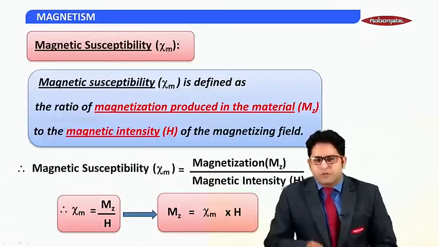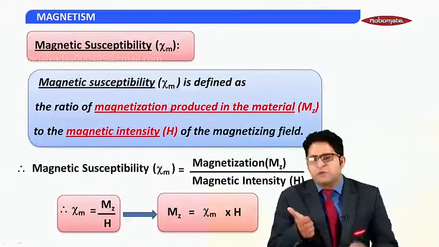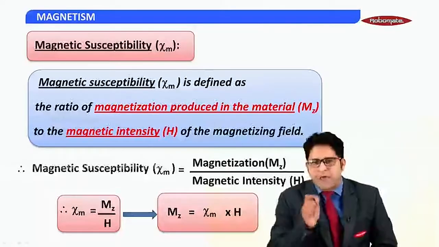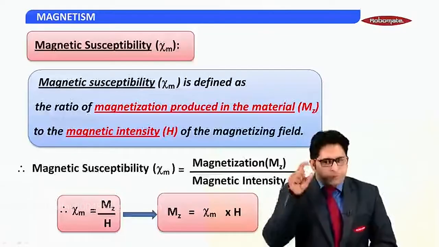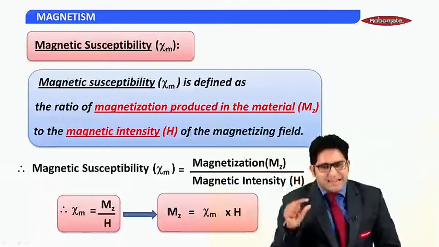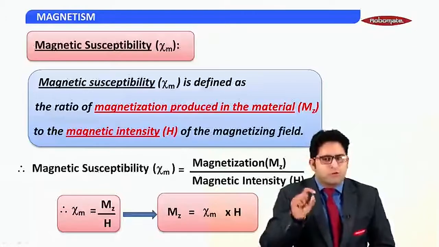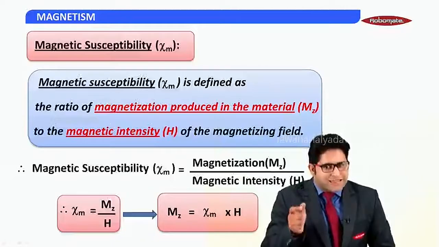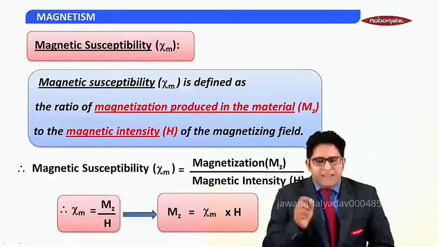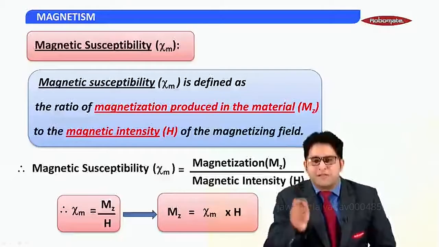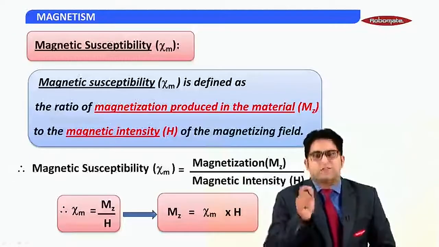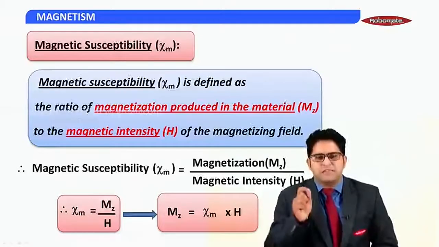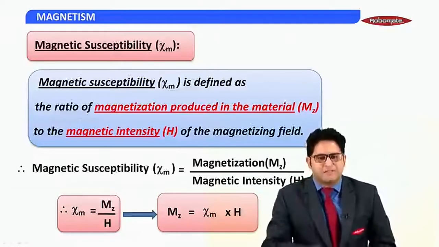Now students, one more thing. Magnetization has a unit ampere per meter. At the same time, magnetic intensity also has unit ampere per meter. So both terms Mz and H have the same unit. So what will be the unit for Xi-M? The unit for Xi-M will be nothing. Xi-M is unitless, and along with that it is dimensionless. So magnetic susceptibility is unitless and dimensionless.